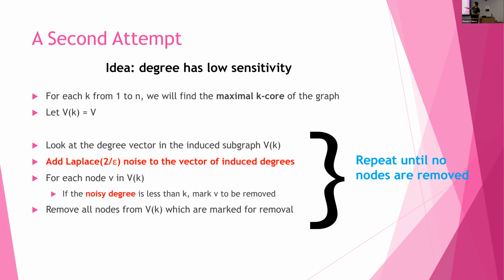And if you remember our simple peeling algorithm, it only used information about the graph through the degrees of the vertices, or the induced degrees. So a natural thing is to take our peeling algorithm, and whenever you want to use the degree vector or the induced degree vector, you just add Laplace noise to that degree vector. And that guarantees differential privacy for this.